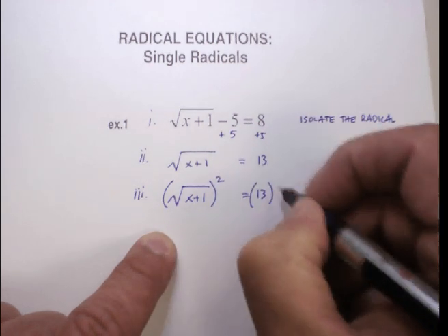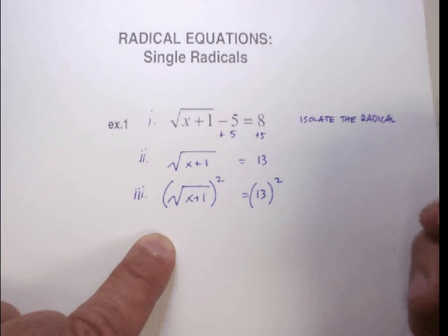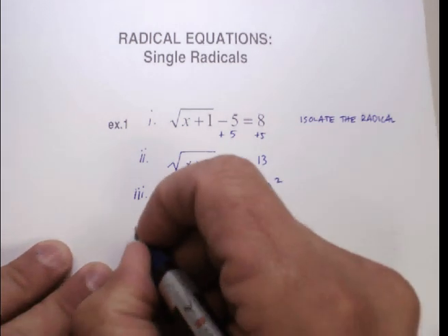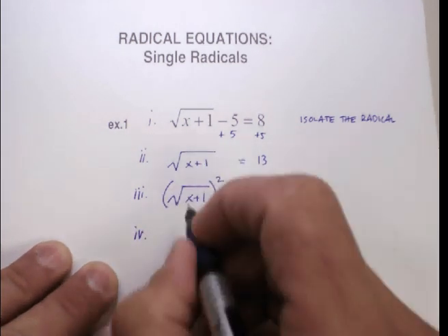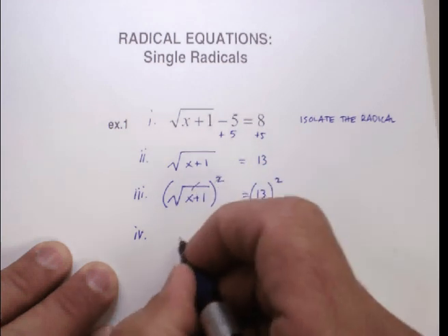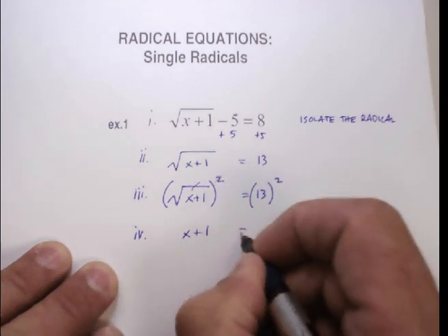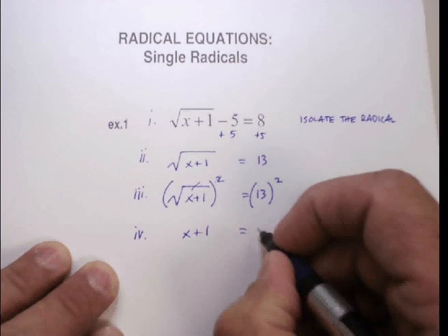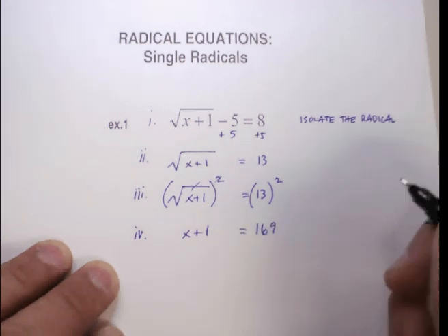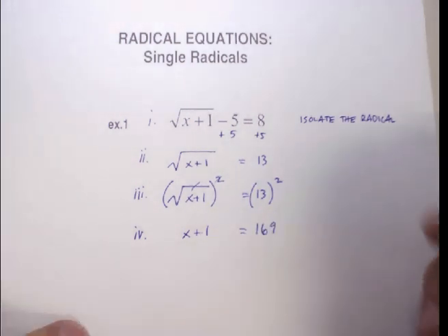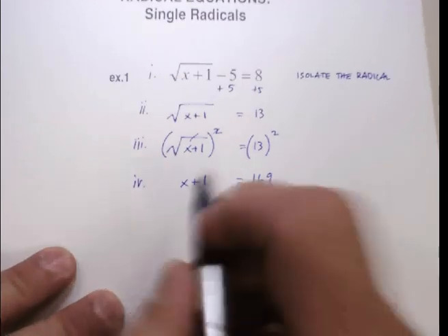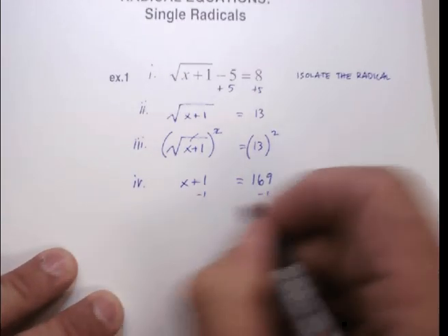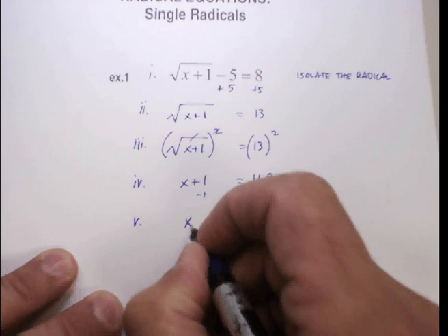And of course, if you do it to one side, you have to do it to the other side as well. Now, what squaring a square root does is makes it disappear, and you end up with x plus 1. And then you have 13 squared, which is 169. Okay, now what do we do? It's pretty easy. We just go ahead and subtract 1 from both sides, and you end up with x is equal to 168.